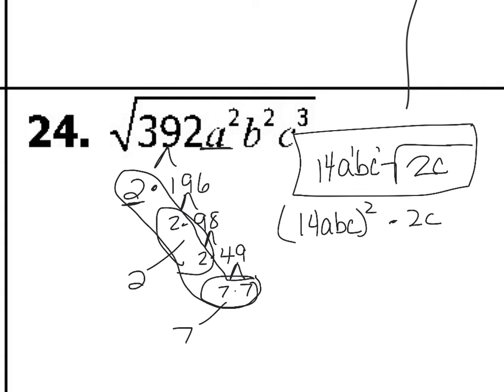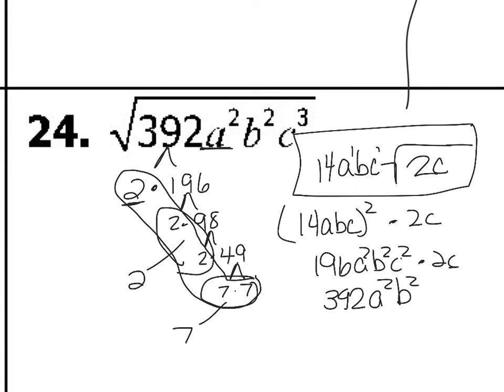So 14 squared is 196. And then abc squared, a squared, b squared, c squared, times 2c. So 196 times 2 is 392. a squared, b squared, c squared times c is c cubed. That matches, so we're good.